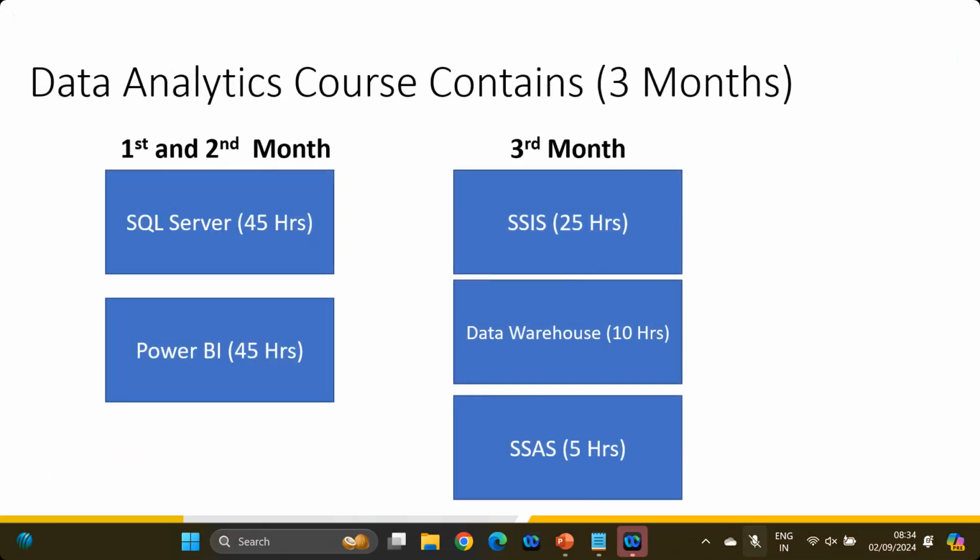So Kalandar, it is completely for Power BI, not Tableau. We are going to be teaching you only Power BI. Tableau, I'm not going to be teaching in this. So what are the things we're going to be including in the 3 months training?